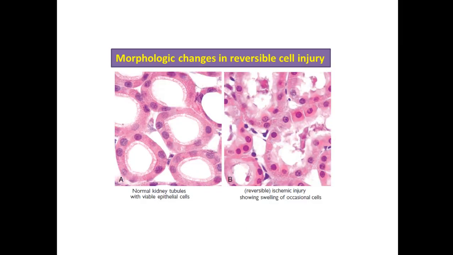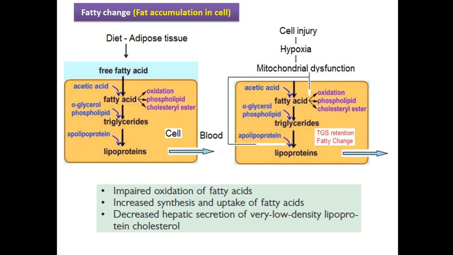Here we can see on the left side the normal kidney tubules, but on the right side there is ischemic injury. The cells there are deprived of oxygen and oxidative phosphorylation, and here we can see some cells that have become swollen. Now the fatty change.